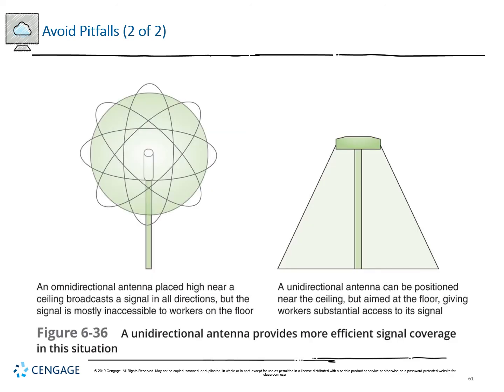An omnidirectional antenna placed high near a ceiling broadcasts a signal in all directions, but is mostly inaccessible to workers on the floor. So let's say that we've got an antenna that's placed up above something in order to provide Wi-Fi access for the security cameras, but not necessarily to the workers on the floor of a warehouse or something similar. That would be an okay implementation for an omnidirectional antenna. A unidirectional antenna would probably be a little bit better because it can be positioned near the ceiling but aimed at the floor, meaning that the focus of the signal is to the workers, not necessarily to just perimeter devices that could be wired.